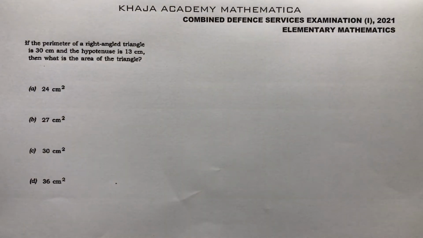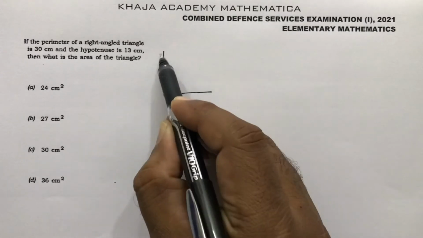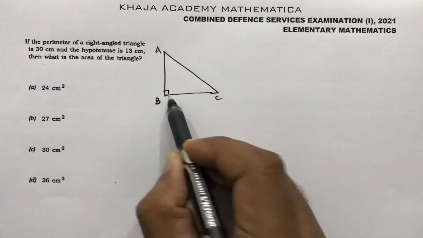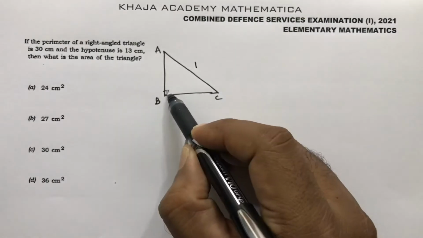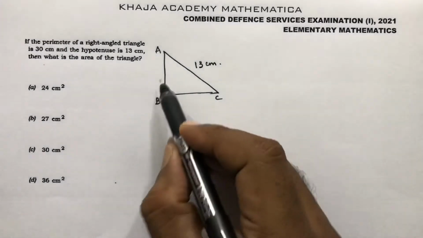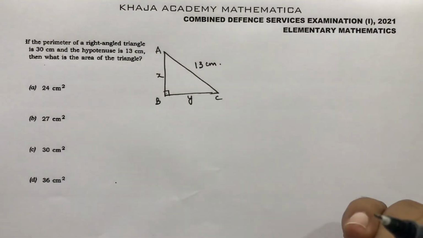If the perimeter of a right triangle is 30, so take a right angle triangle ABC whose perimeter is 30, and the hypotenuse, which is opposite to 90 degrees, is 13 centimeters. The other two sides I'll consider as x and y. What is the area of the triangle they are asking?